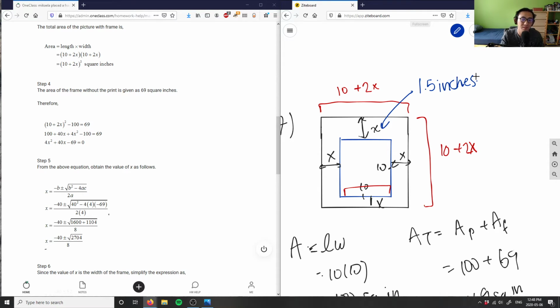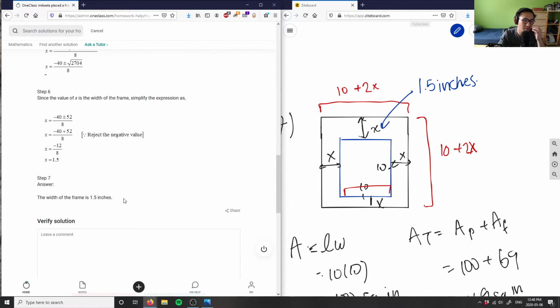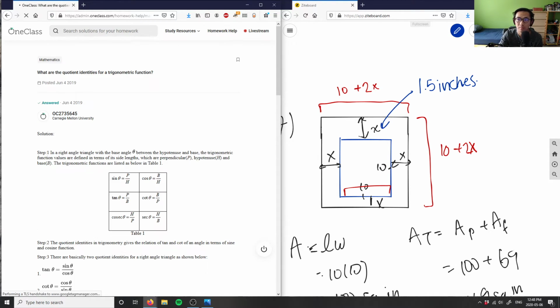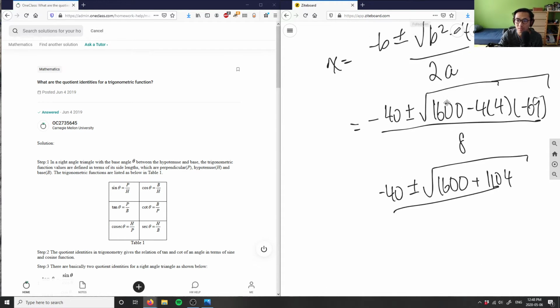So this gives us the dimension of the frame. The width of the frame here is 1.5 inches. And as you can see, the width of the frame is 1.5 inches, so this solution is correct. Good analysis here. That's number 7. That's a lot of work for number 7.